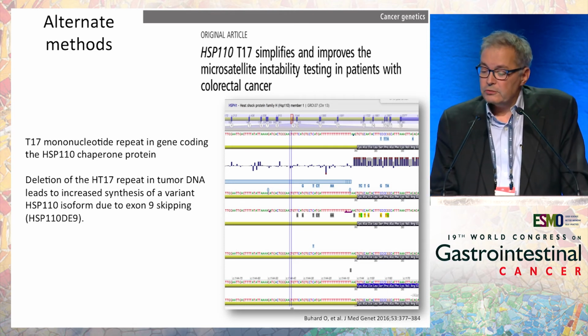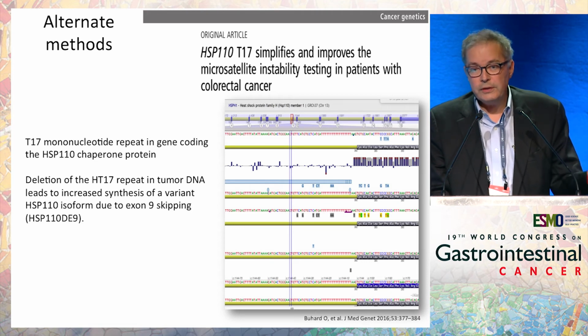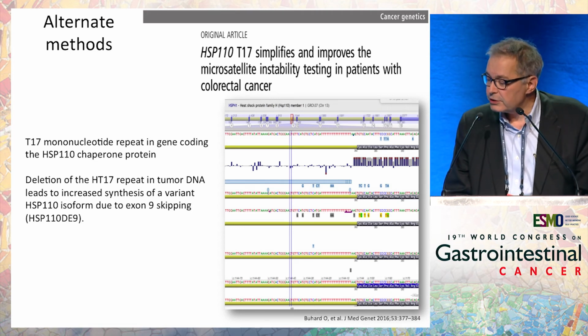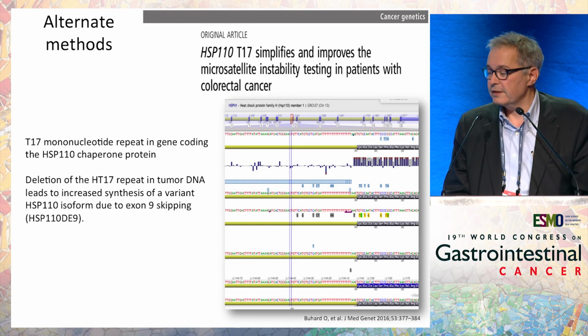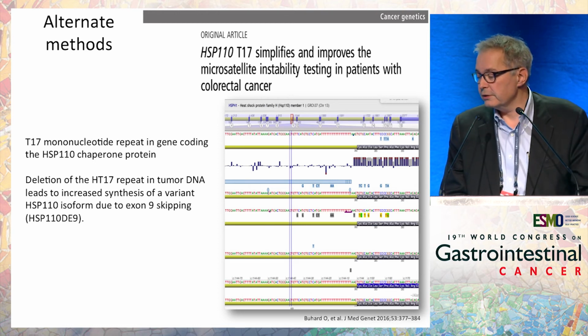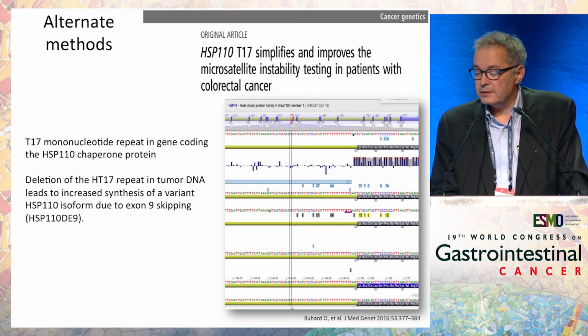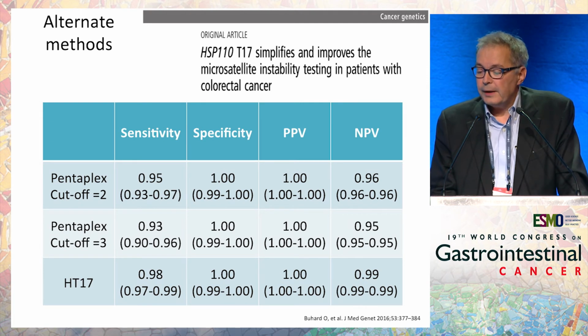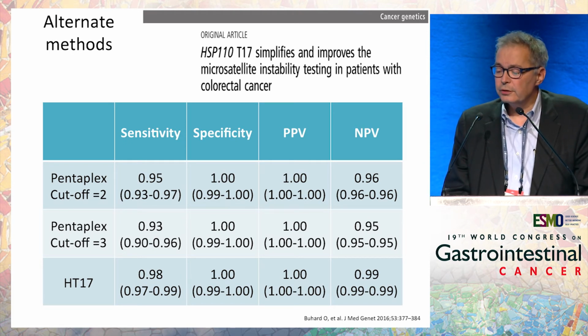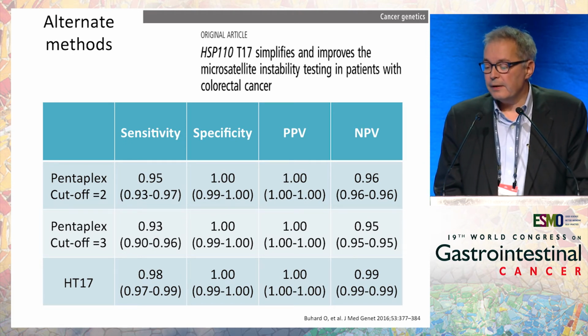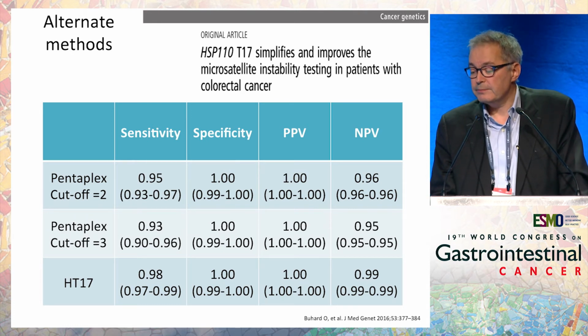And this group demonstrated that almost all tumors with an MSI phenotype have an alteration of this repeated sequence of 17T, with a deletion or an insertion of a T. And this induces the skipping of exon 9. So they compared the 5 classical microsatellite markers, with different cutoffs of 2 or 3, with their marker, HSP110.